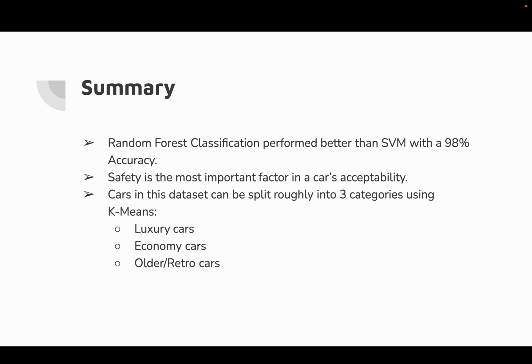So how do we summarize the results from those visualizations that we created? What we see is that the random forest classification performs significantly better than the SVM classification algorithm, with a 98% accuracy. We also see that safety is the most important factor in a car's acceptability and classifying it as such. And finally, the cars in this data set can be split into roughly 3 categories using our k-means clustering, which is luxury cars, economy cars, and older retro cars.